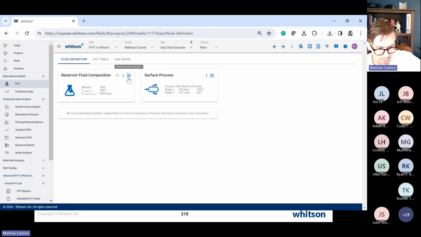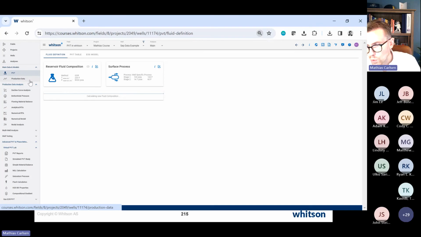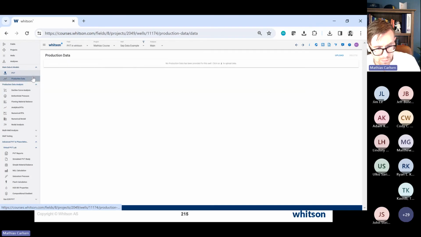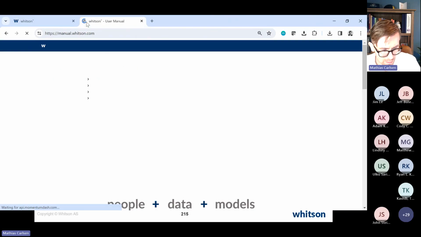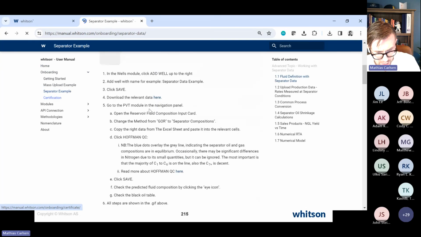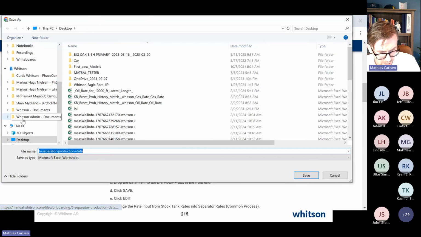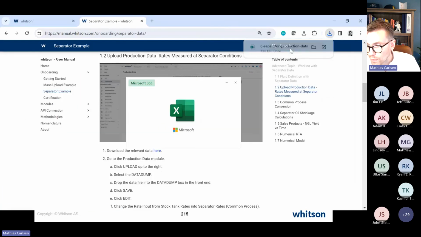So that's an example where I would have some kind of PVT data, and I would go in and add some separator data, which is available in the manual. So there are some examples of that. In this case, there's an example of it here. So I'm just going to show how that looks for people.